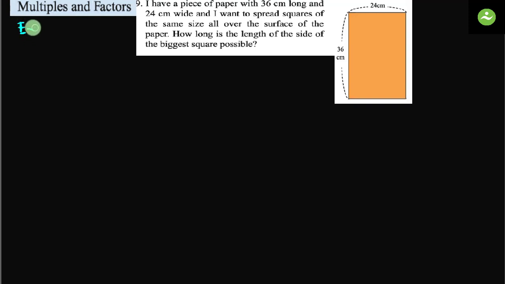Exercise 7.4. Multiples and factors. Math number 9.